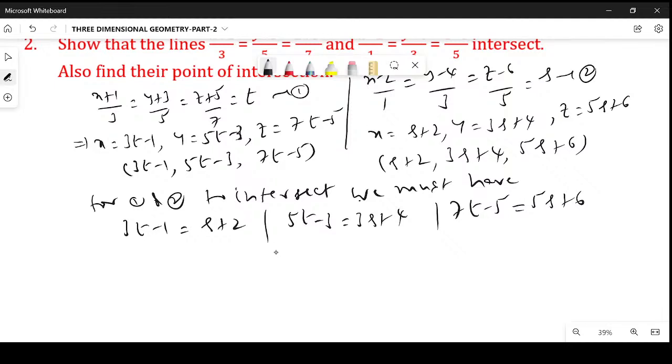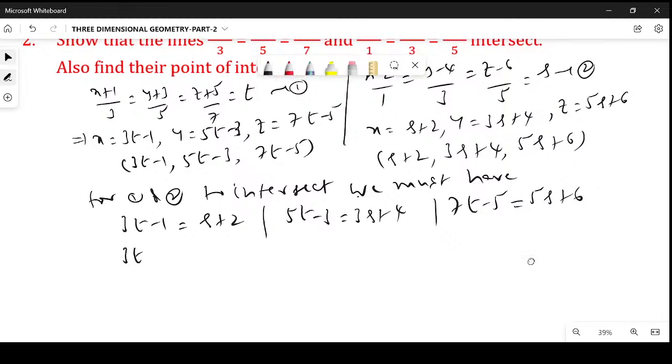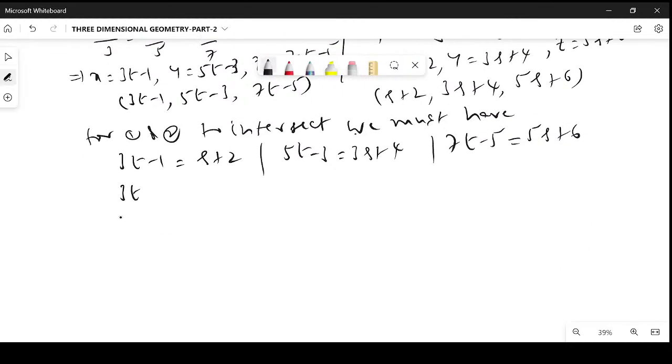We solve these and find the s and t values. So 3t - 1 = s + 2, and I can find s from this equation. You will get 3t - 3 = s. So in the place of s, I can write 3t - 3.